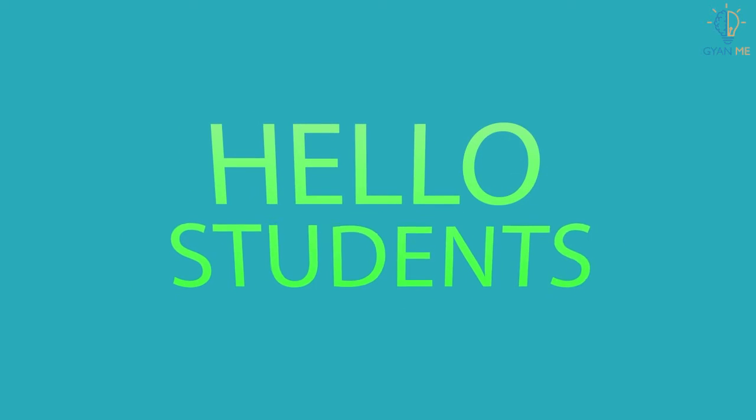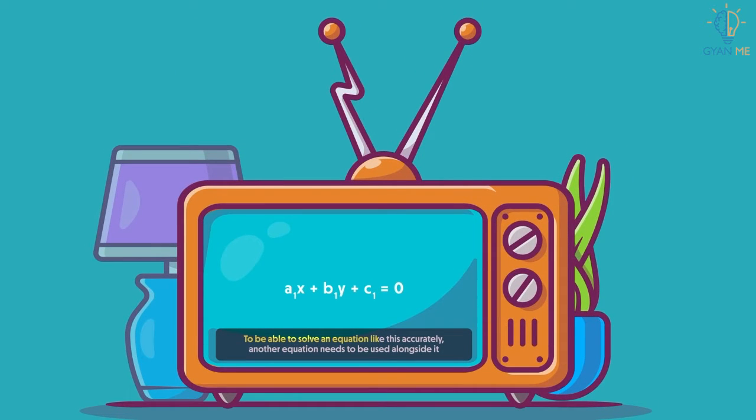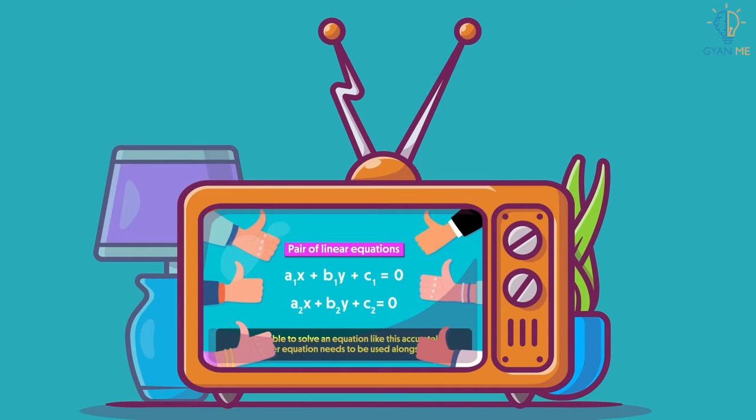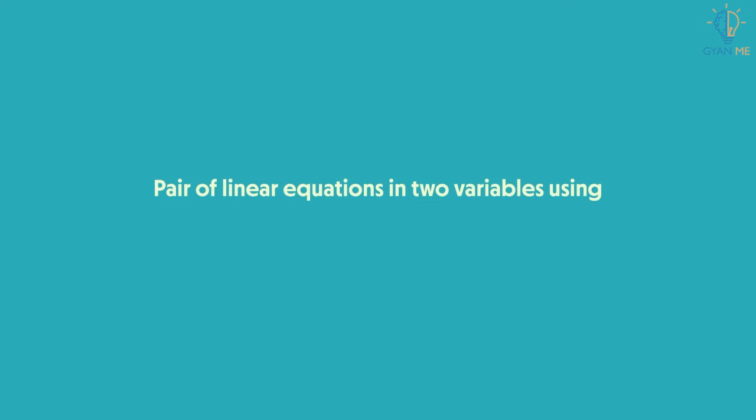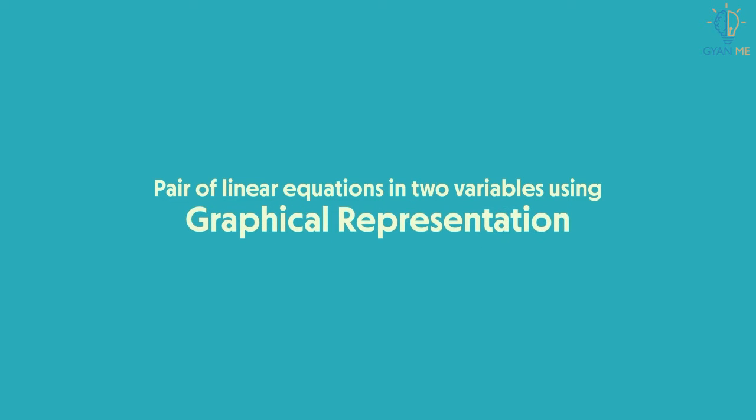Hello students! In our previous video, we learned that a pair of linear equations can be represented as a1x plus b1y plus c1 equal to 0 and a2x plus b2y plus c2 equal to 0 in its standard form. In this video, we shall explore how to solve the pair of linear equations in two variables using the graphical method.